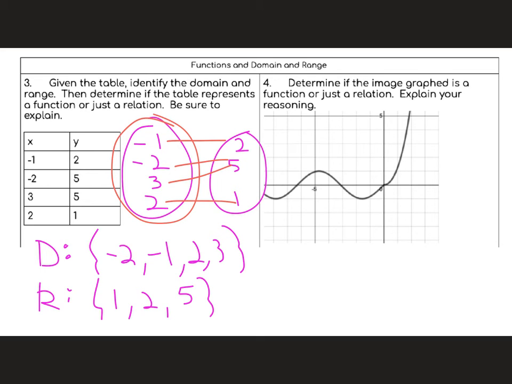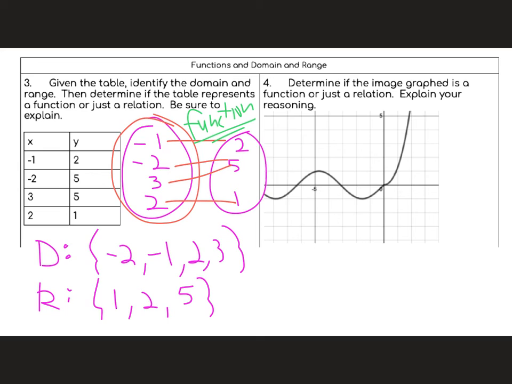If I had -2 here, and that was going to either 5 or, say, 4, that would no longer be a function. Because if I put in -2, I'm not guaranteed to only get one number. In this case, I can put in any of those numbers, and I only get one answer back. Although when I put in -2 and 3, I get 5, that's okay. I can't put in the same number and get different answers. I can put in different numbers and get the same answer, that's okay. Don't get confused by that. So this is a function.